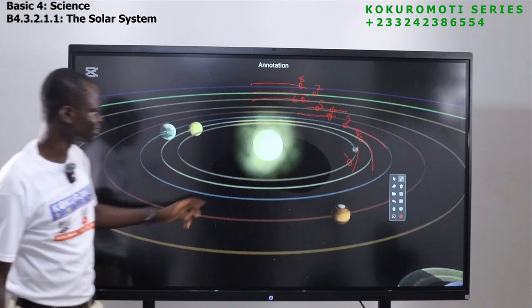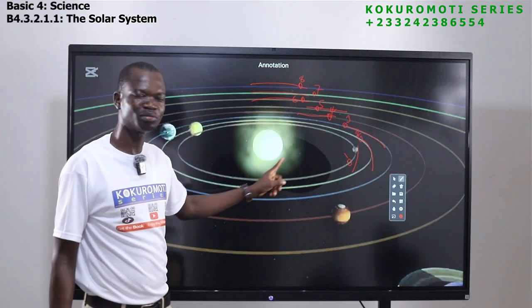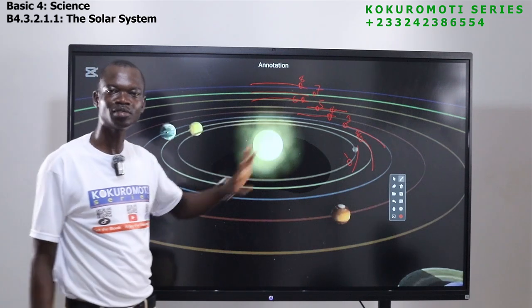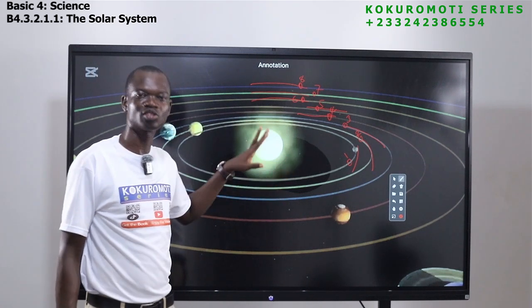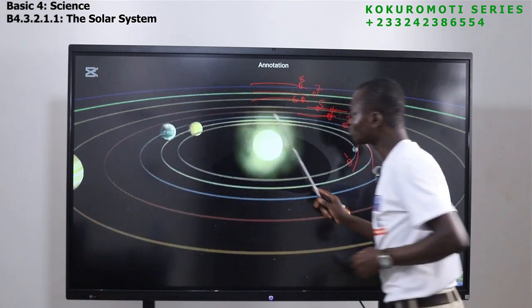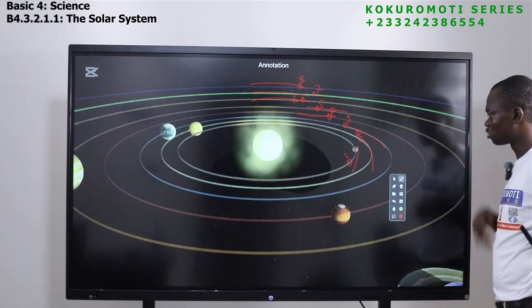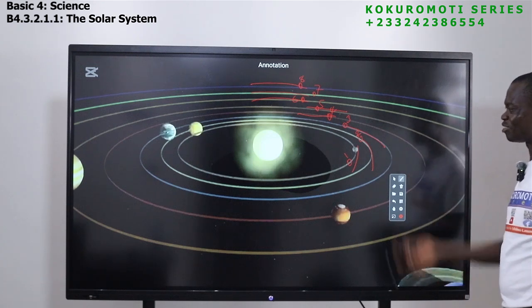And if you can see, the sun is at the center. Has it moved? Is it moving like these ones? No, it doesn't move. It's at the center of the solar system. It doesn't go around like the 8 planets, they are busily going around. I don't know what they are chasing, but they are going around.